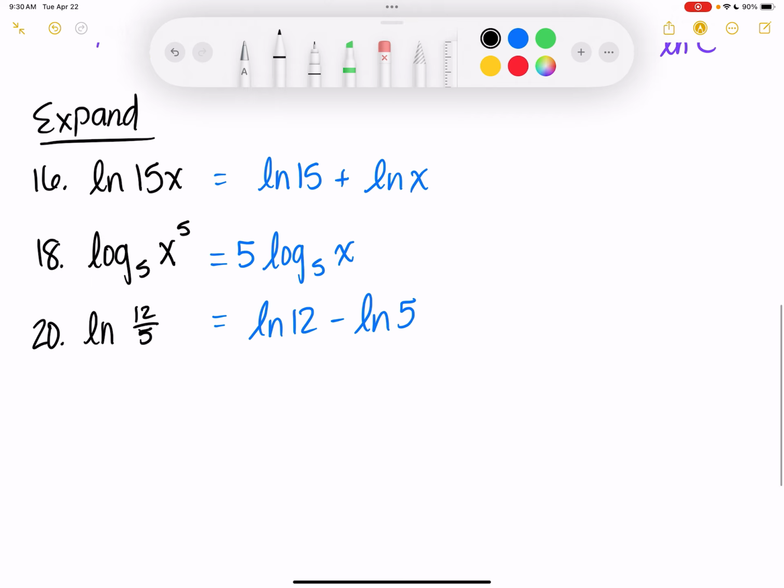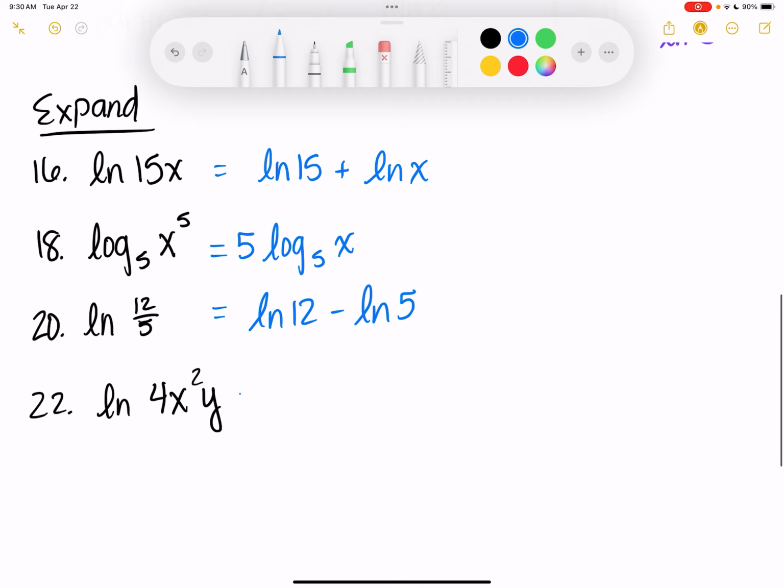22. ln of 4x squared y. In this case, I have three things that are being multiplied by each other. So this is going to become the ln of 4 plus the ln of x squared plus the ln of y. I'm still not done because x is being squared. That means I need to do another line of putting it out front. As you get more comfortable, if you can see that and put it out front from the beginning, that's also fine.